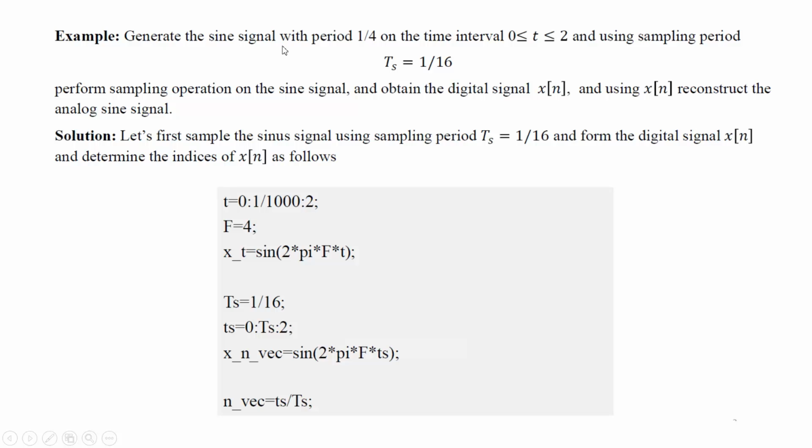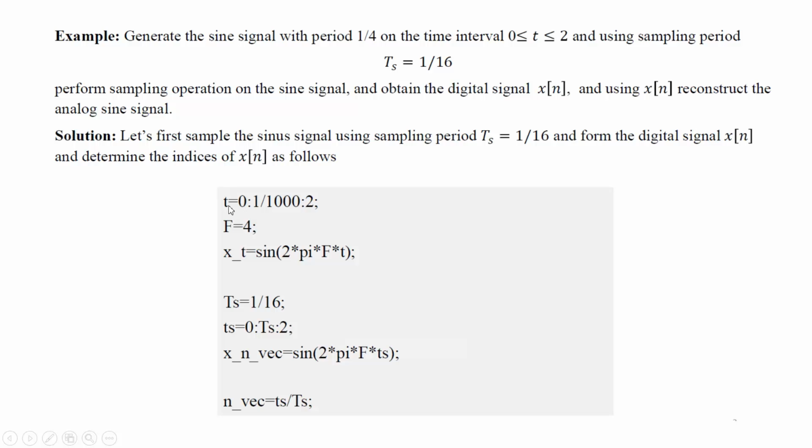First of all, we generate the sine signal, because we will start the process of reconstructing right from the very beginning. We need to generate the sine signal with period 1 by 4, the time interval from 0 to 2, and a sampling period of 1 by 16. These are the specifications of the sine signal that we need to generate through MATLAB, right? Then perform the sampling operation, obtain the digital sequence, and reconstruct the signal back from this digital sequence. Let us see how to do the coding.